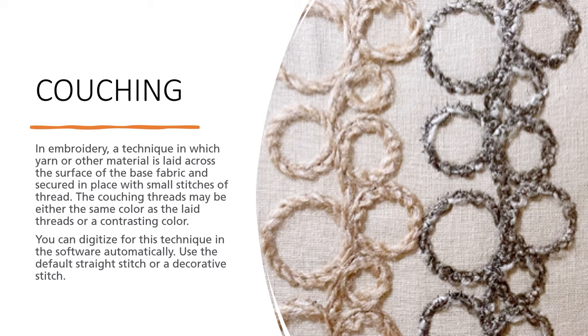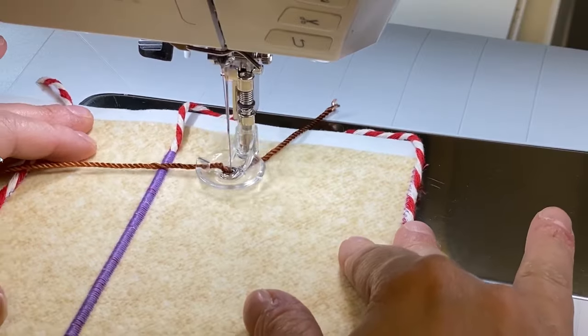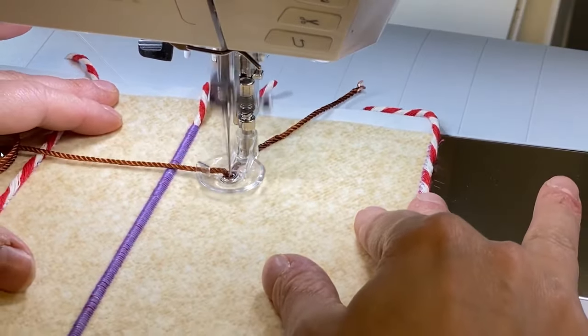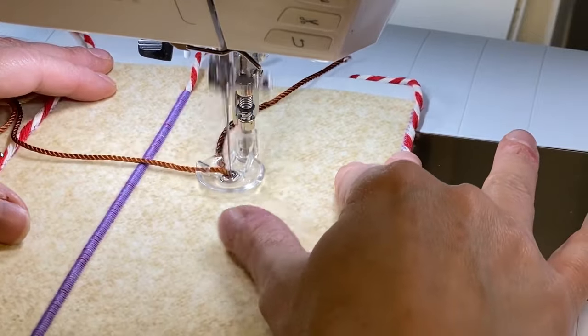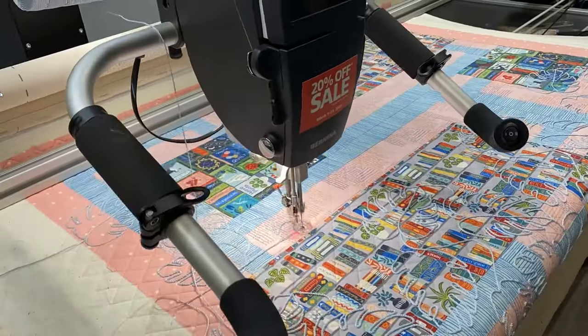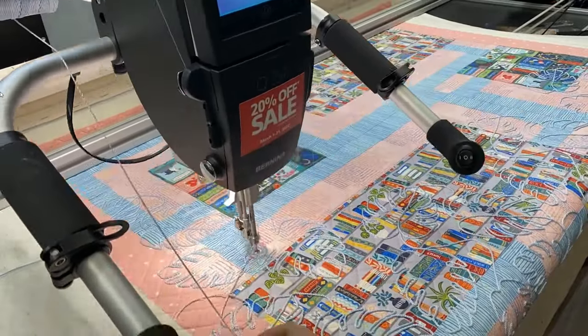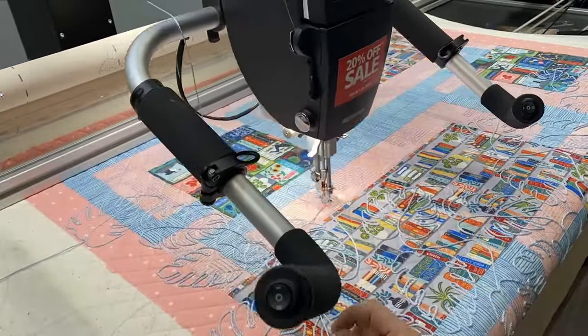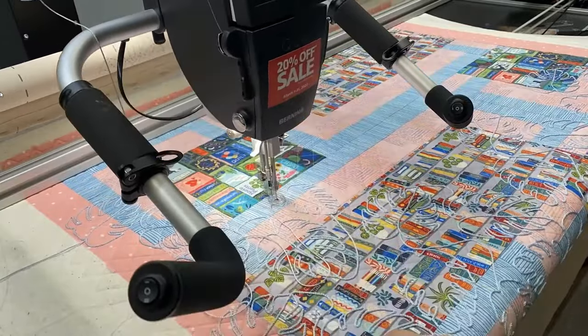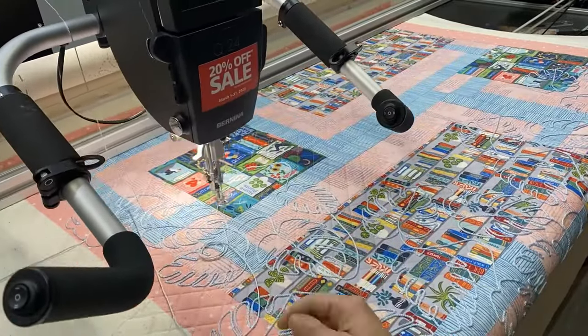Now, I also want to make sure that you understand that you can also do couching free motion in your machine, whether it's on your domestic sewing machine, you can couch. You can couch in free motion. You can couch with feed dogs up. You can couch on your Q-Series machine with or without a frame. And you can use it on your Q-Mat.